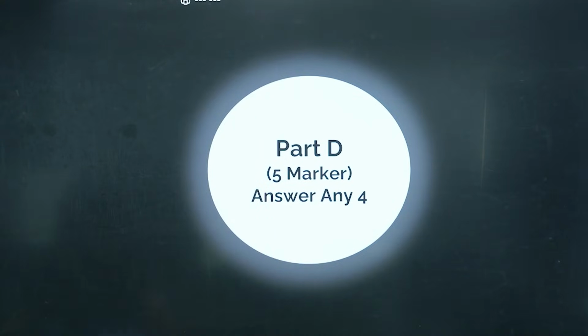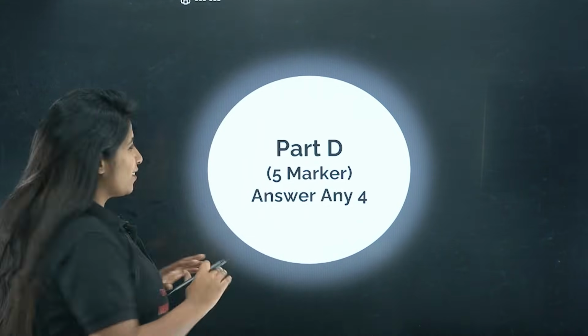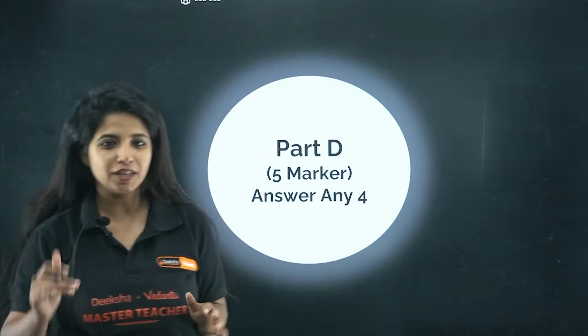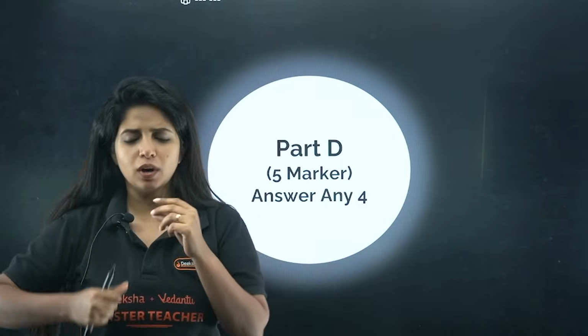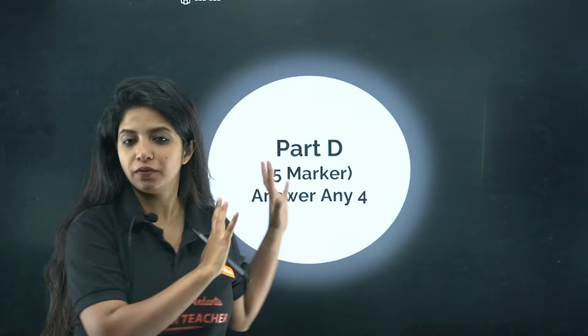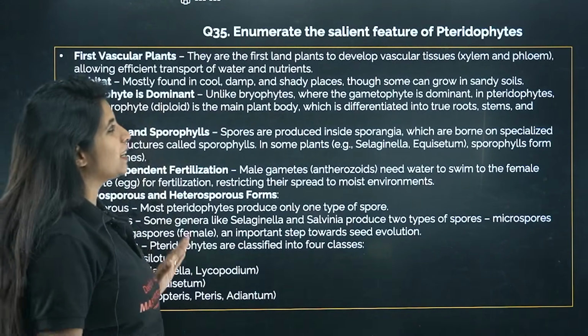Okay, so I hope we are ready with part D. That is a 5-marker question. You have to answer any 4, but we will attempt all of them. And my dear children, we'll do a real quick revision of whatever is given over here. Okay, done? Done. Okay. The first thing is: enumerate the salient features of pteridophytes.